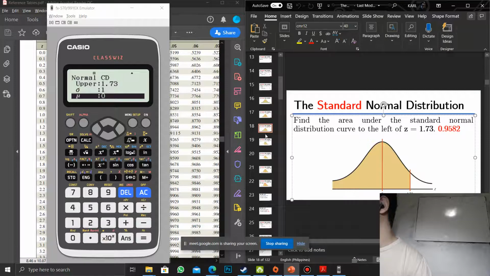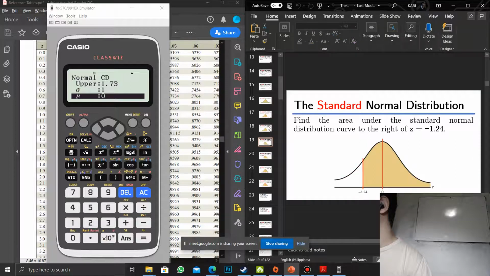Most of the time, 4 decimal places tayo. Find the area under the standard normal distribution curve to the right of z equals negative 1.24. Ngayon, let's just use this. Game paano yan? Look guys, look. Lower, negative 1.24. Upper, super laking positive number. Try nyo nga. Ito yung sagot, 0.8925.